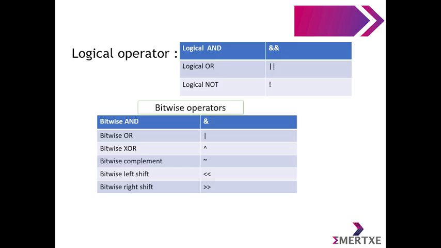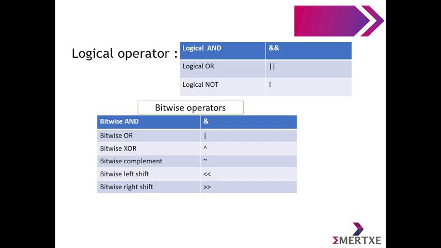For logical OR, we have two conditions and one output. If both conditions are false, we get false. But if either one is a true condition, we get the output as true. Logical not: if the condition is true, we get the output as false. If the condition is false, we get the output as true.